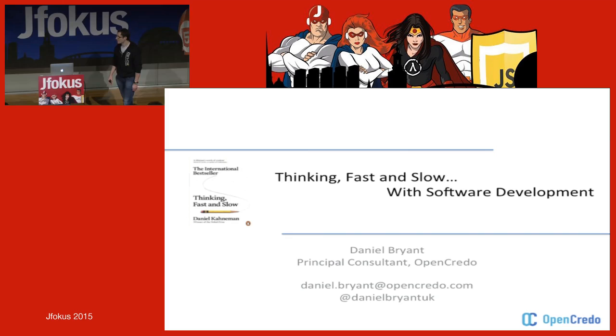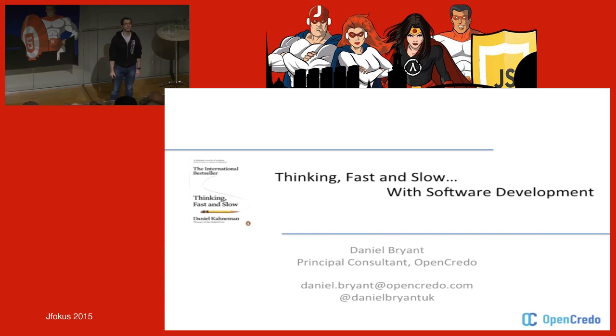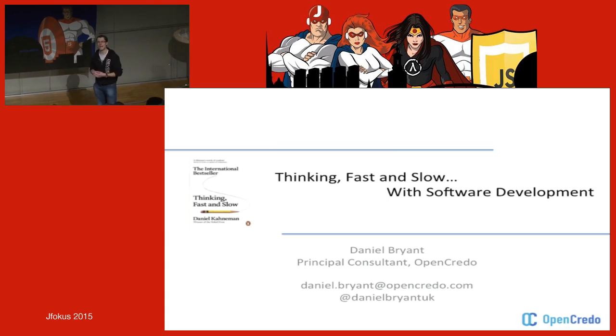So today I'm going to be talking about thinking fast and slow, particularly in the context of software development. And this came from a book. The book's called Thinking Fast and Slow by Daniel Kahneman. I stumbled across it a couple of years ago, really enjoyed it, and it talks about heuristics we use to make decisions and the biases we might have as human beings.